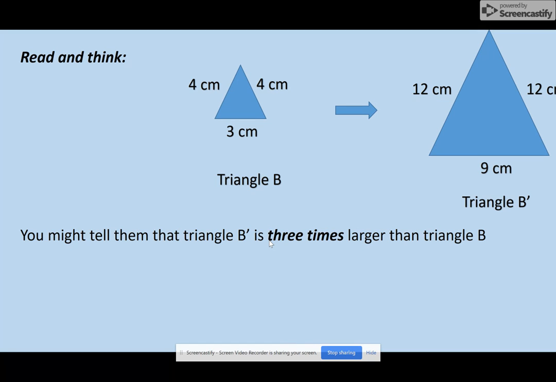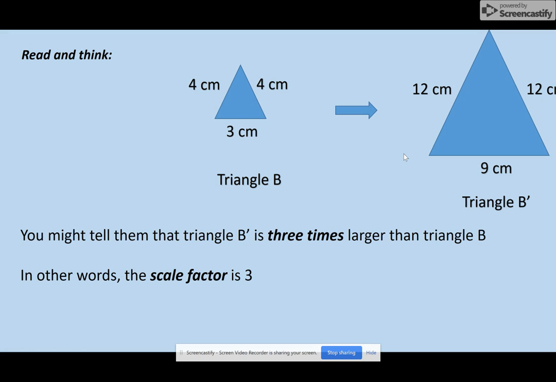And the conclusion you might have come to is that you might tell them that triangle B prime is 3 times larger than triangle B. So this 4 centimeter side has become 12 and this 3 has become 9. And that would be a really good description to give.